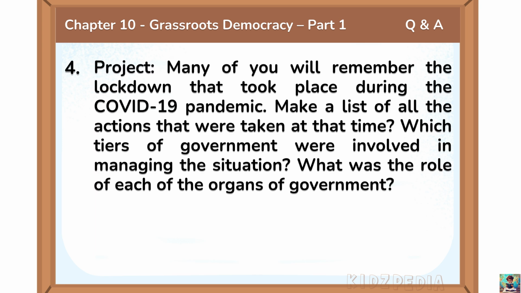Next we have a project. Many of you will remember the lockdown that took place during the COVID-19 pandemic. Make a list of all the actions that were taken at that time. Which tiers of government were involved in managing the situation? What was the role of each of the organs of government?